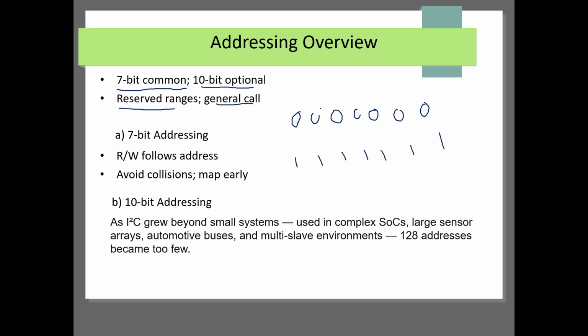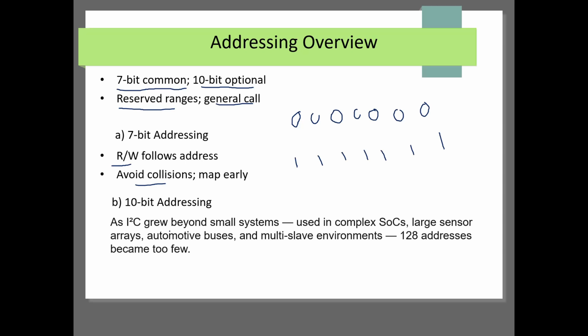The 7-bit address is immediately followed by a read or write bit, to avoid collisions. We need to know which one is doing a write operation and which one is doing a read operation, so that is why we send the 8th bit as the read or write bit.